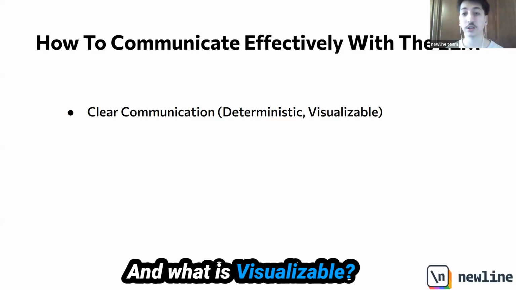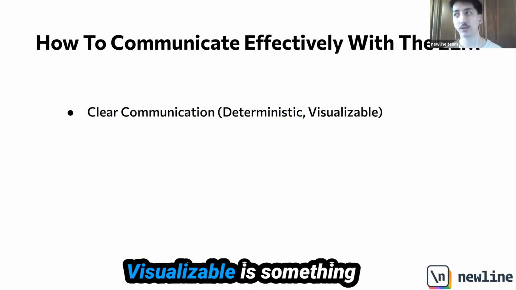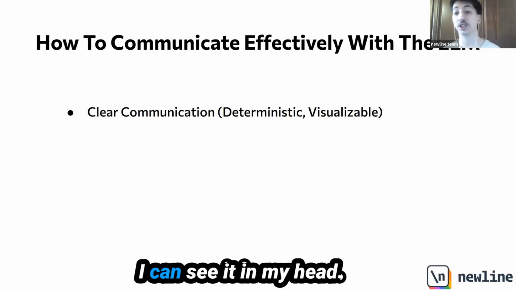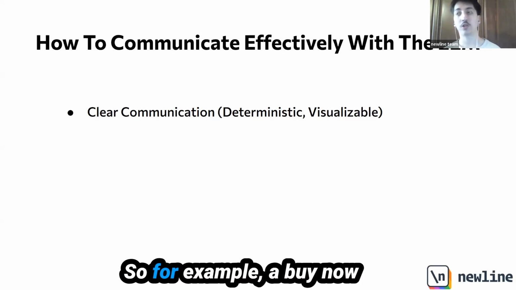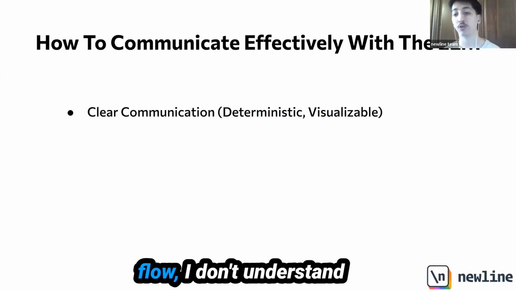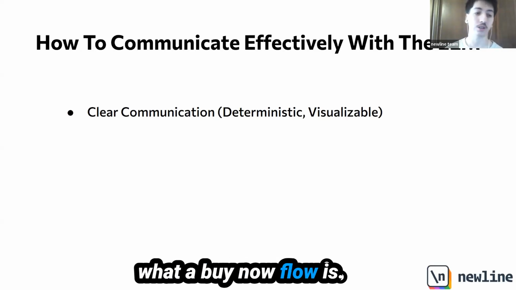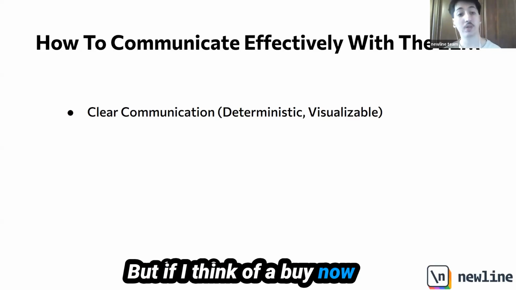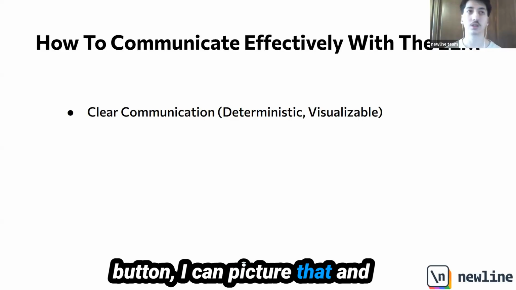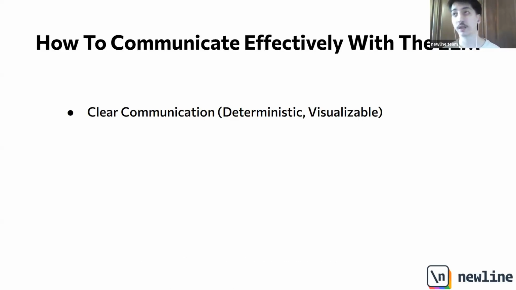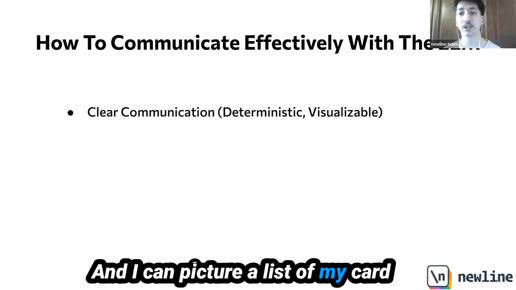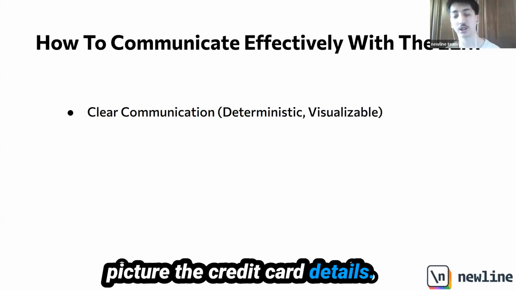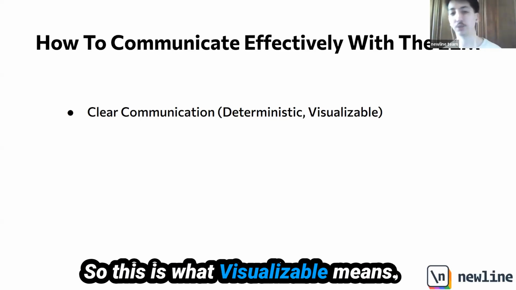And what is visualizable? Visualizable is something that when you say it to me, I can see it in my head. So, for example, a buy now flow. I don't understand what a buy now flow is. I don't think anyone can picture it in their head. But if I think of a buy now button, I can picture that. And I can picture a new screen. And I can picture a list of my cart items in the new screen. And I can picture the credit card details. So this is what visualizable means.